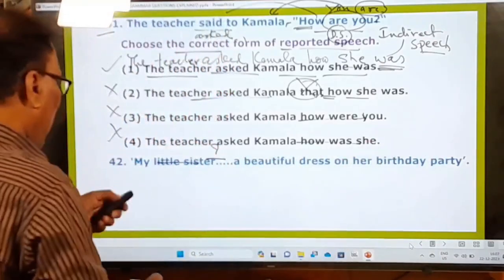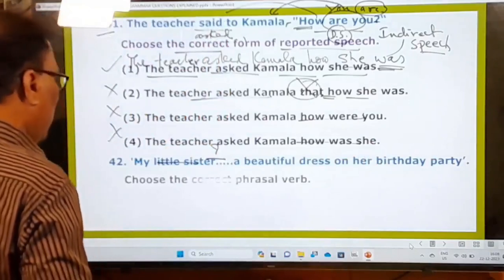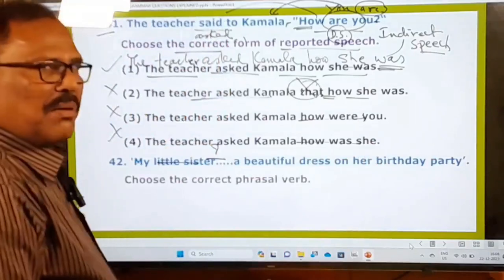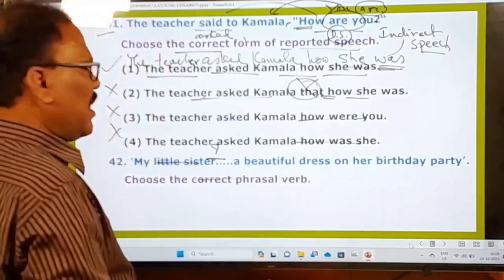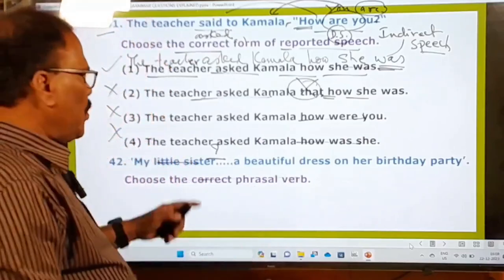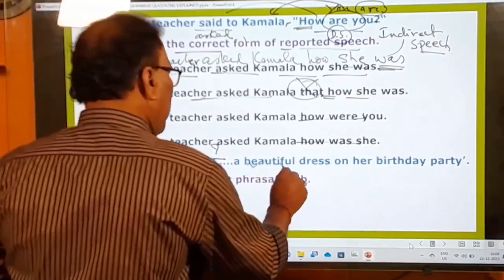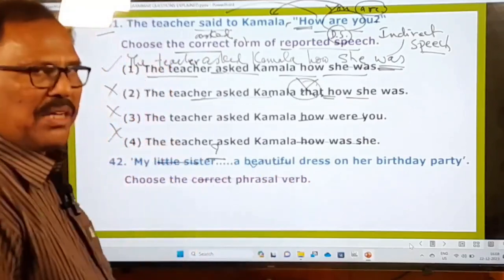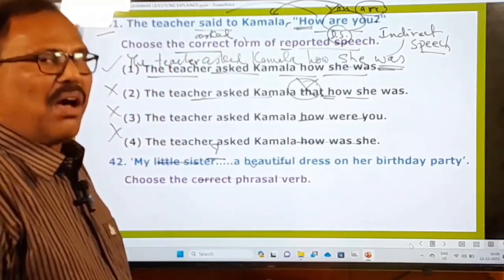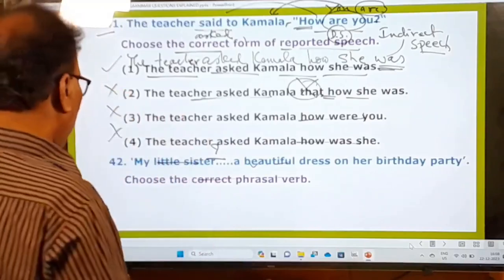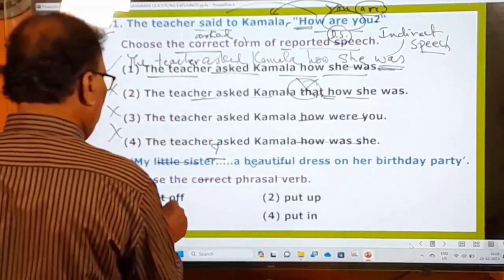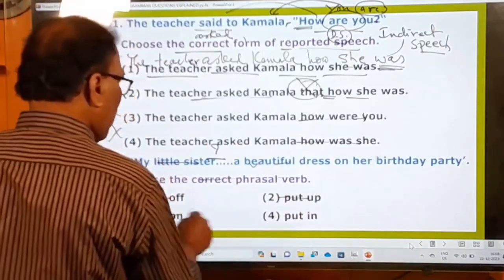This is the question. And what are the options given here? And what is the examiner asking you to do? Choose the correct phrasal verb. The examiner is asking you to choose the correct phrasal verb. That means here the examiner has given you some phrasal verbs, out of which you have to choose the correct one or the most relevant one. What is that? Put off, put up, put on, and put in.